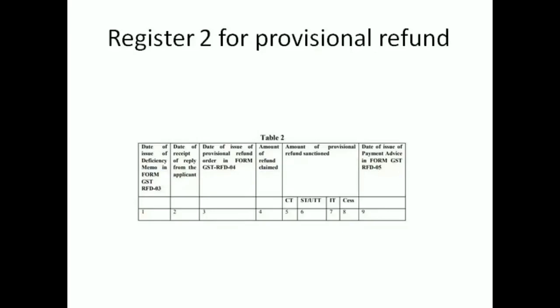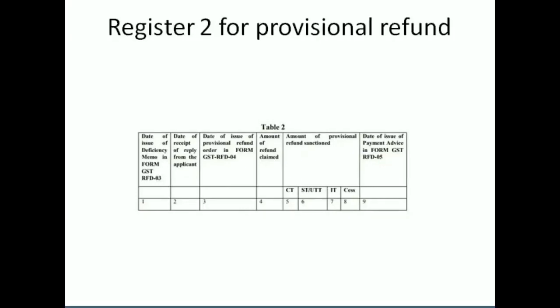Similarly, there is another register for provisional refund. As I mentioned earlier, 90% of the claimed amount has to be sanctioned within 7 days from the issuance of the acknowledgement. So the second register is meant for sanction of provisional refund, that is, particulars with regard to sanction of 90% of the claimed amount. Those particulars have to be maintained in the second register.